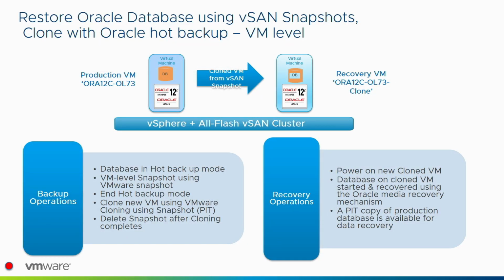So basically, I have a production database, right? A 12c OL73, and I need to clone this virtual machine so that I can do some kind of database refreshing. I want to run some software. I want to do database patching. Maybe that's my test or my dev. So what are the steps?